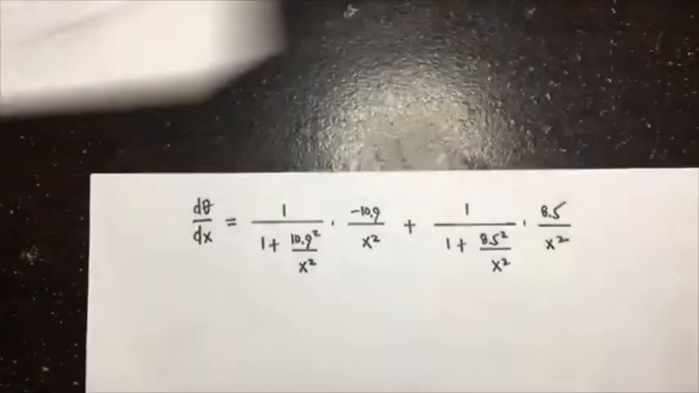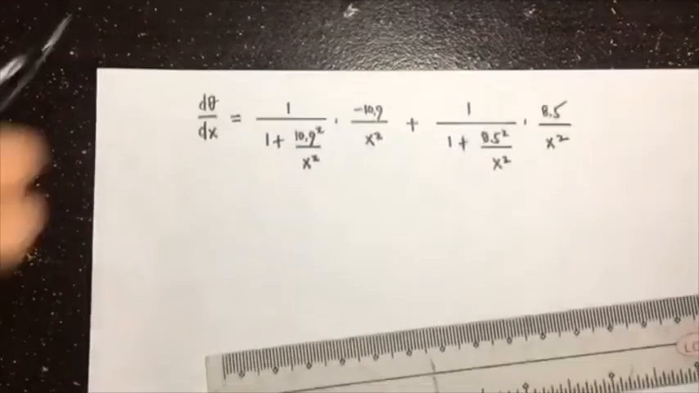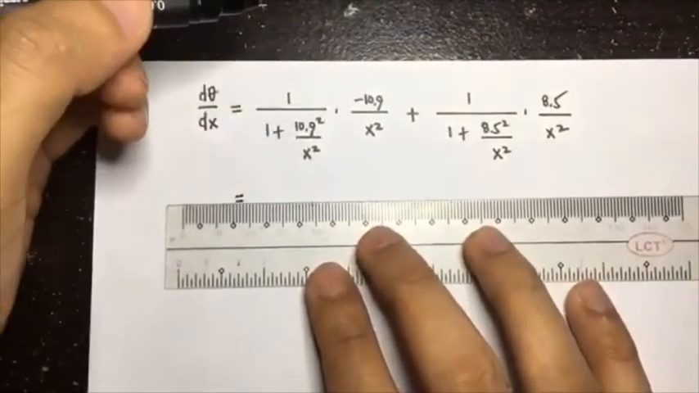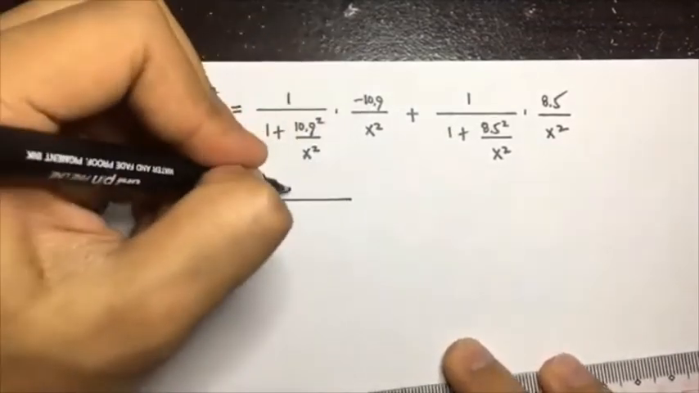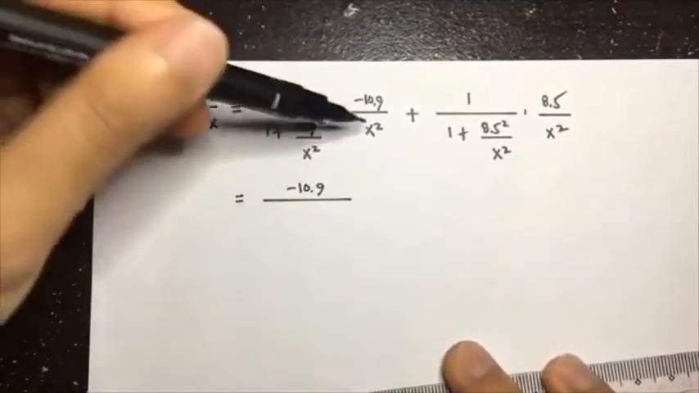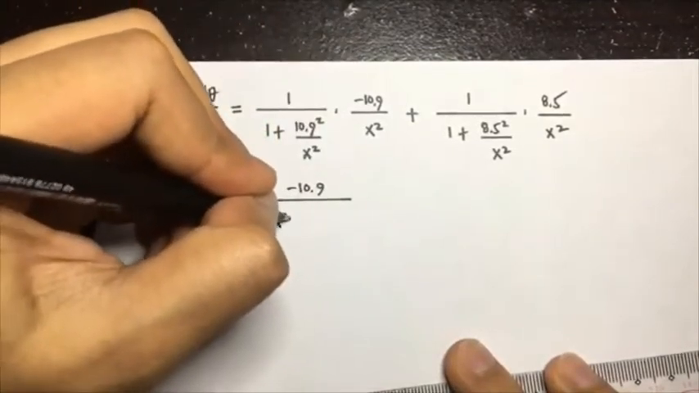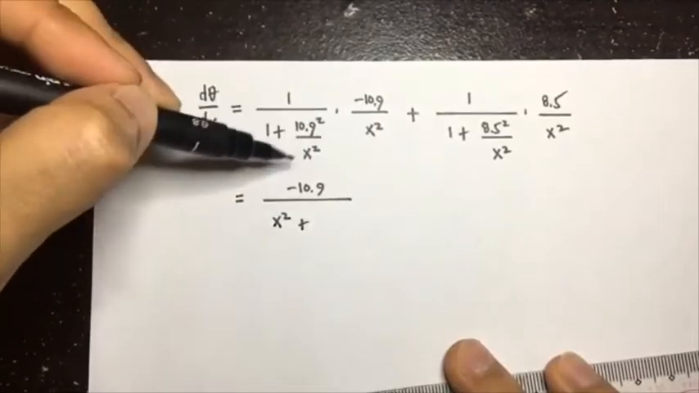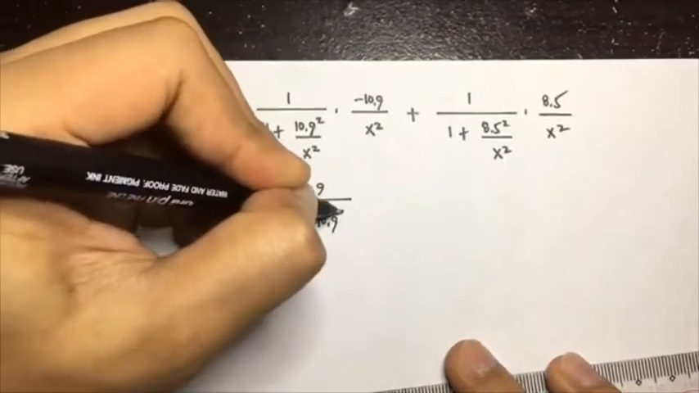Okay, so next we can multiply numerator times numerator, denominator times denominator. So 1 times negative 10.9 is negative 10.9. Then we distribute x squared to each of the terms in the denominator. So 1 times x squared is x squared, plus 10.9 squared over x squared multiplied by x squared. It will cancel out x squared, so what will remain is 10.9 squared.